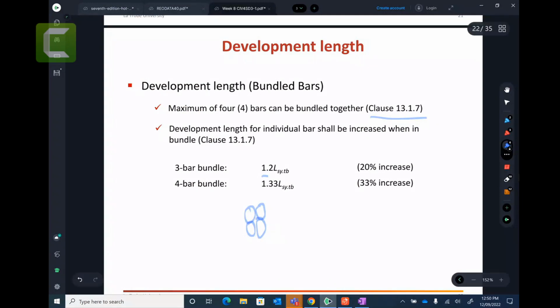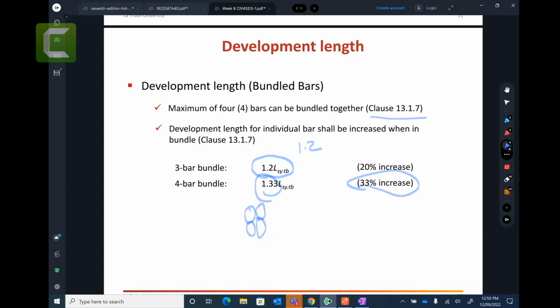So this is 1.2. As I mentioned, you have 20%, so you just multiply by 1.2 whatever you get, or you can increase by 33% by multiplying by 1.33 if you are using 4 bars in the bundle. So I hope it is clear. Bundle bar is not super complicated. You just treat that bundle bar as 1 bar. And as you know, the bundle bar diameter is bigger, so you need to provide the extra development length.